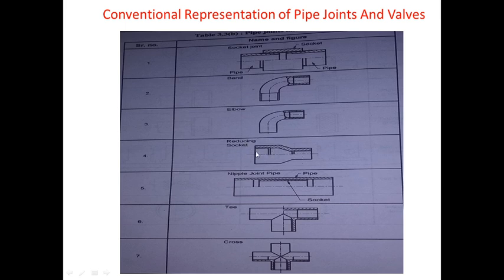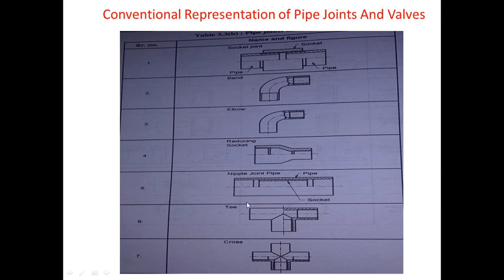If the liquid is flowing through the socket, then as the liquid passes from section 1 to section 2, the velocity of the liquid will increase as the cross section is reduced. So we can connect two pipes of different diameters here. The larger pipe will be connected on the left hand side, whereas the smaller pipe can be connected on the right hand side. The next is the nipple joint pipe.